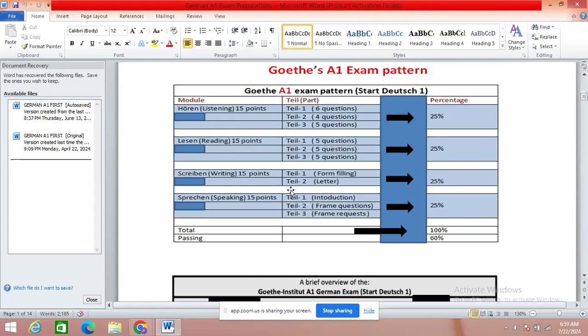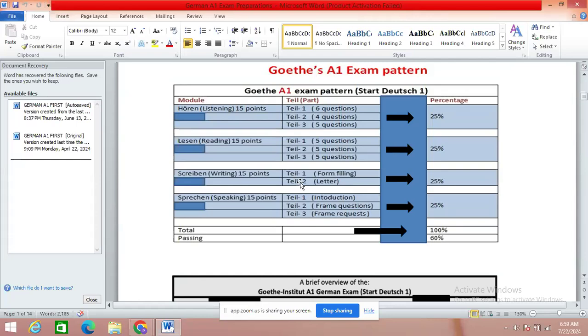In the Schreiben, we have two questions. One is the form filling, and another one is the email writing or the letter writing. Usually 90% chances students are going to get the email writing question only. It is the rarest case that we get the letter writing option. Otherwise, email writing is the compulsory question in the Schreiben part.